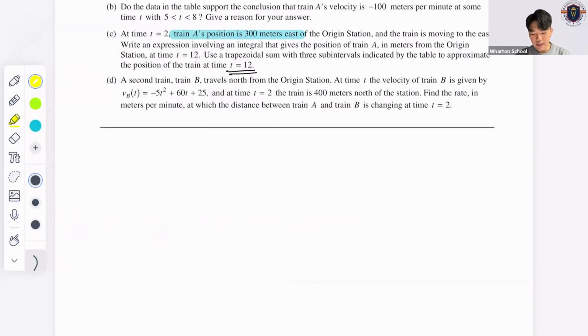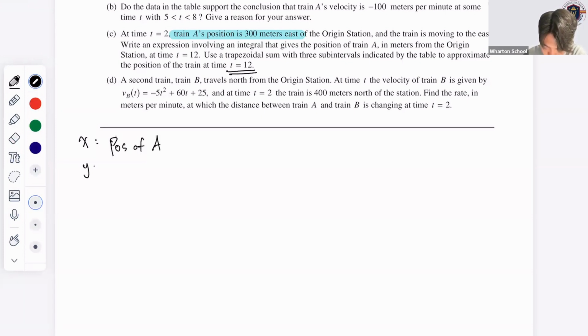All right, so this is the last part of this question, part D. The final question D asks us to find the rate at which the distance between train A and B is changing at t equals 2. So let X represent train A's position, I'll say position of A, and Y be the position of B. Okay, so Z is the distance between the two trains.